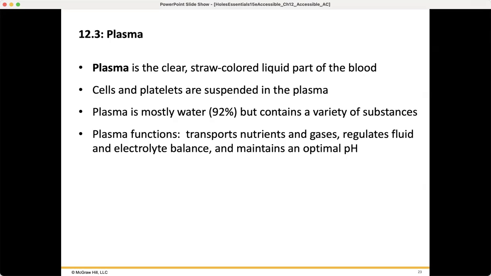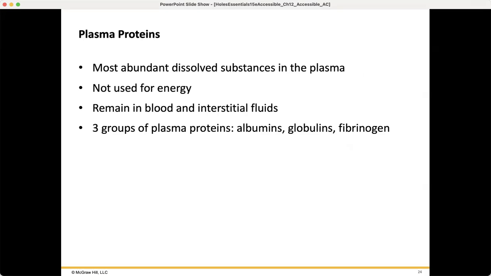Last kind of thing for components of blood, this is the liquid portion, plasma. It generally is a yellowish color. It is mostly water, but it contains a lot of different substances, including proteins, one of which is antibodies. So for our plasma proteins, these are the three groupings. We have albumins, globulins, and fibrinogen. Globulins is where we're going to find our immunoglobulins, which is antibodies.